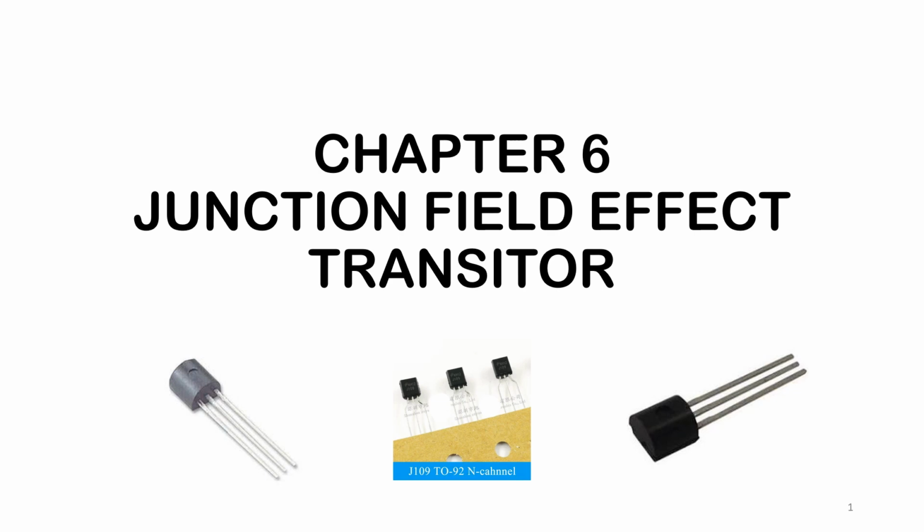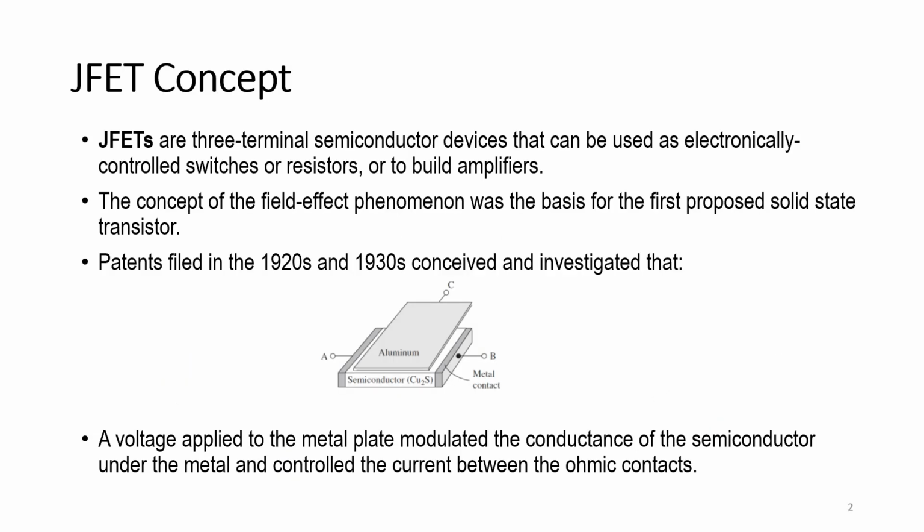Today we will continue with chapter 6, junction field effect transistor. In this chapter, there will be two sub-chapters, which are JFET and also MESFET. So the JFET concept can be discussed as follows. JFET is a three-terminal semiconductor device. JFET basically functions as a switch or resistor, and is also usually used to build amplifiers.